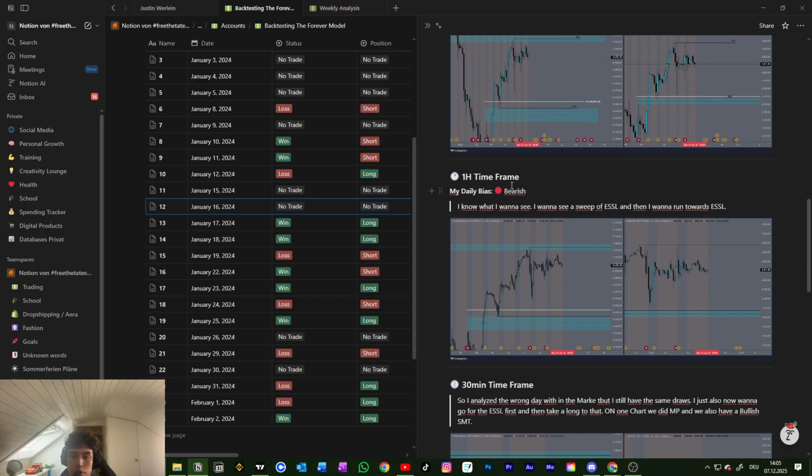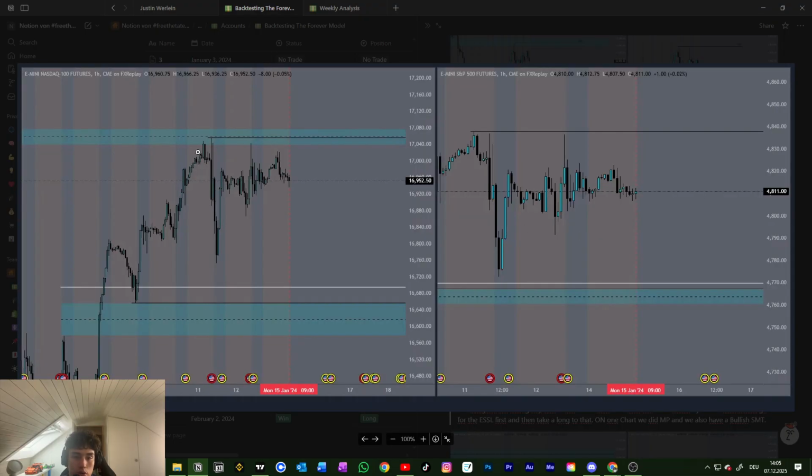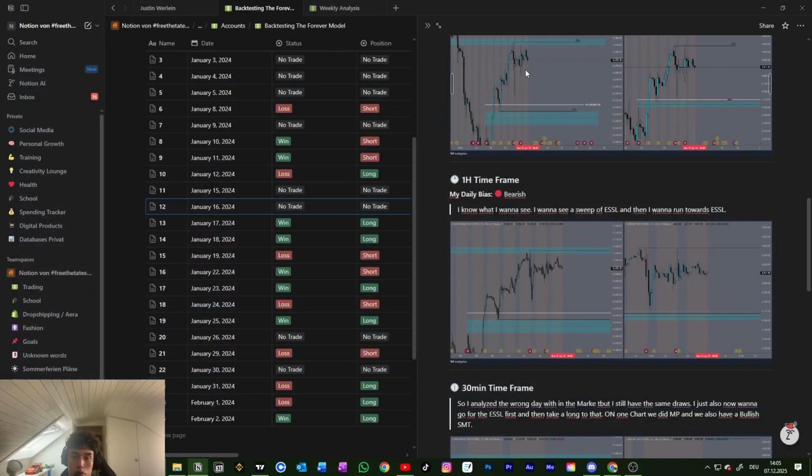So then the 1 hour. On the 1 hour, same, that's the consolidation. I want to see a breakout of this pattern or manipulation first, actually. I want to see either this liquidity here gets swept or this liquidity here gets swept, and then I would be looking for a trade.